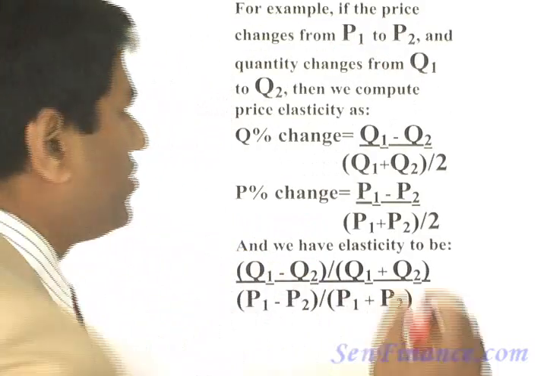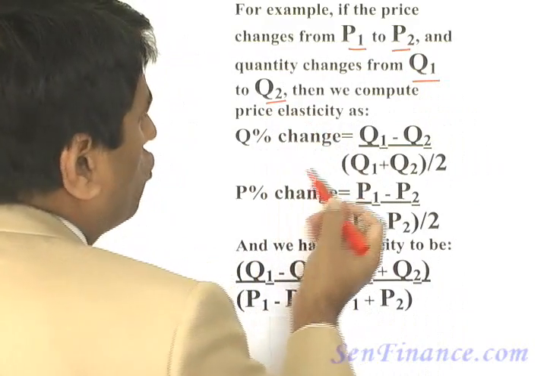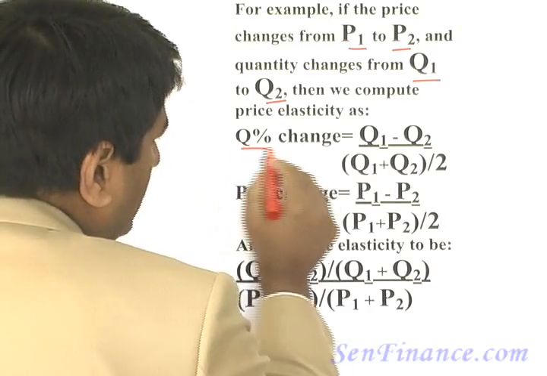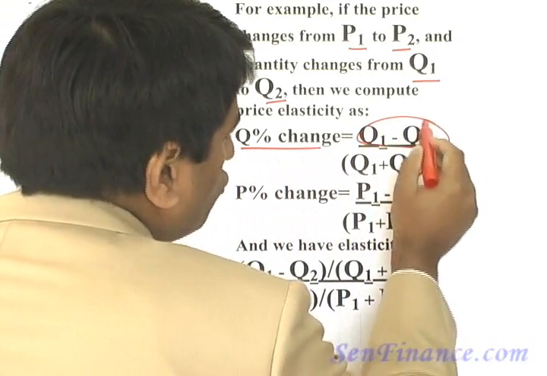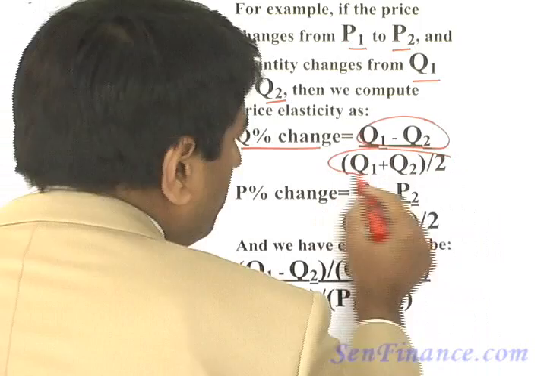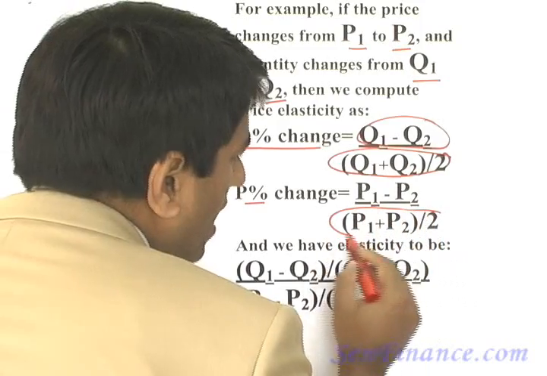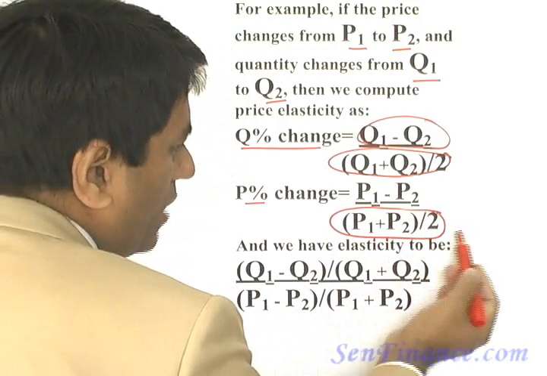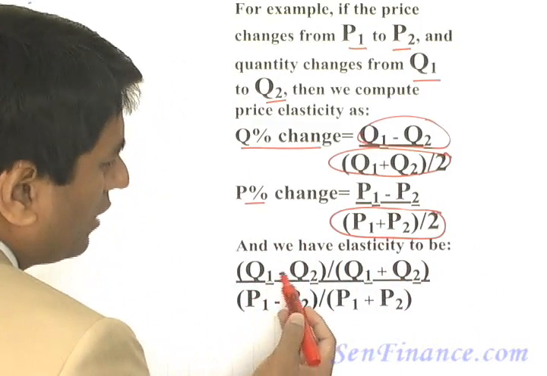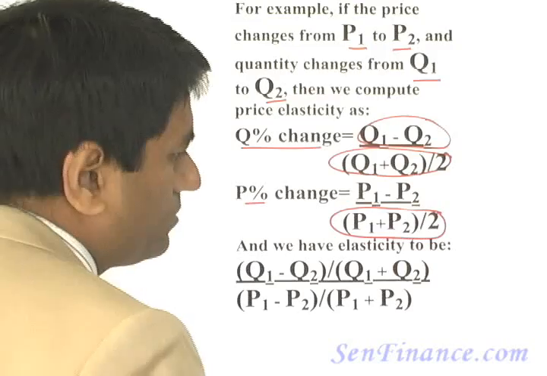For example, if the price changes from P1 to P2 and the quantity changes from Q1 to Q2, then we can compute the percentage change in quantity as Q1 minus Q2 divided by, not Q1 or Q2, rather the average of Q1 and Q2. Similarly, the percentage change in price is the change in price divided by the average price, P1 and P2 divided by 2. So then we would have the elasticity formula to be Q1 minus Q2 divided by Q1 plus Q2, divided by P1 minus P2 divided by P1 plus P2.